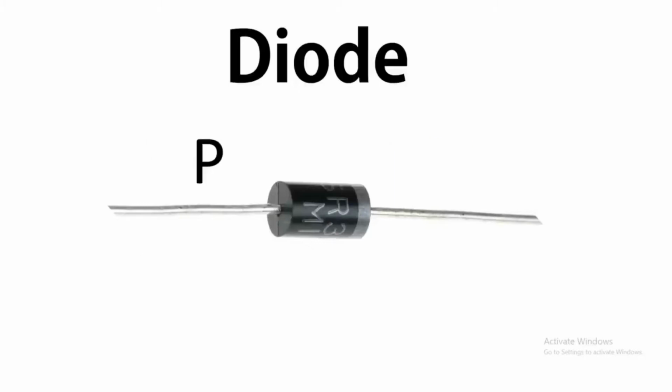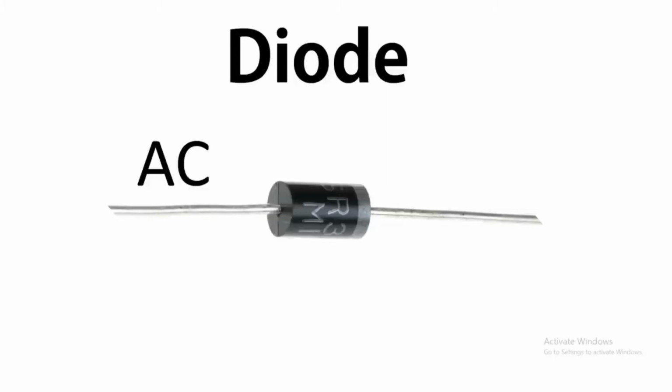This side is called positive, P, and this side is called N, meaning negative. This P and N are joined at the center, so this middle is called the PN junction. The second function of the diode looks like this.